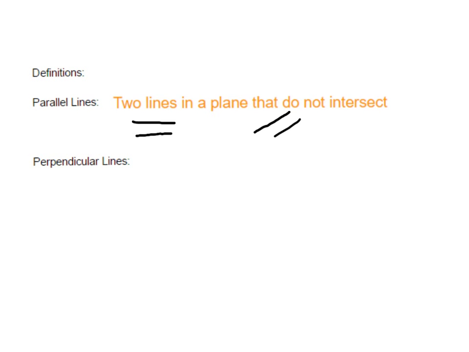So to start off, let's get a couple of definitions. Parallel lines are simply two lines in a plane that do not intersect. So these might be something like this. Okay, look like the railroad tracks. They could be at various angles. Okay, they could be both vertical if need be. So those would be parallel lines.